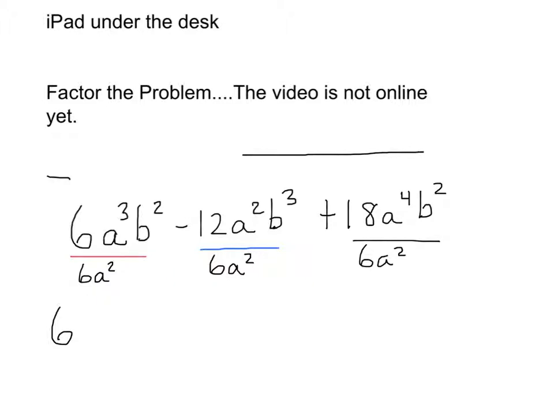Okay, in other words, I'm taking an a squared out of this one, an a squared out of this one, and an a squared out of this one, and I'm putting it right in front, right next to the 6, a squared right there. Now look at the b's.